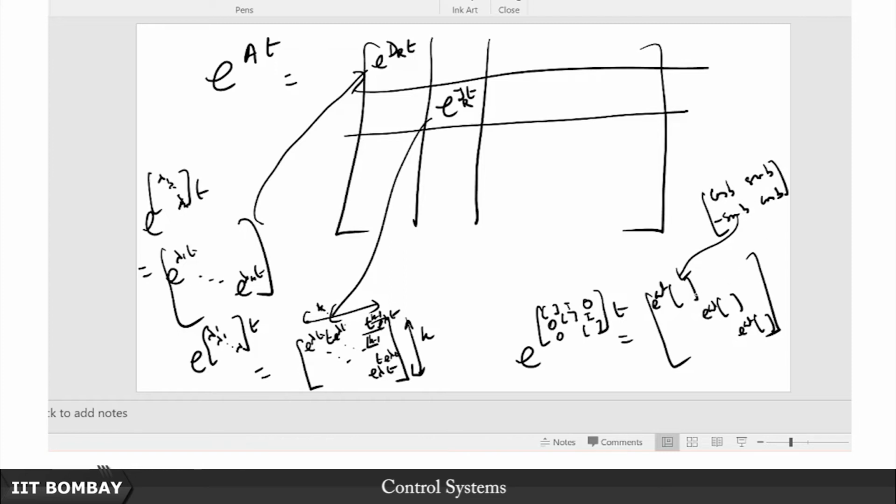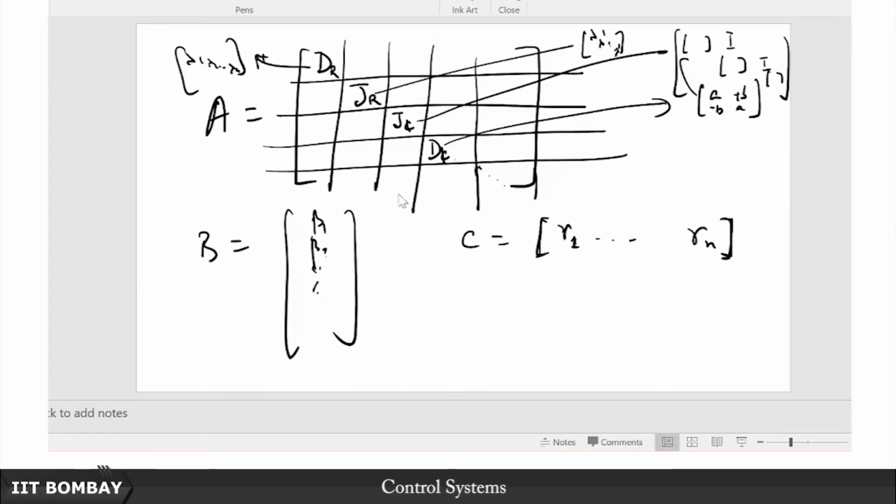Additionally, you will have t e to the at and then that matrix. Here you will have t squared by factorial 2 e to the at and then that matrix. Likewise, here you will have t e to the power at this matrix. So if this is a 3 by 3 size, then the maximum power you will have is t squared. What about the other block?